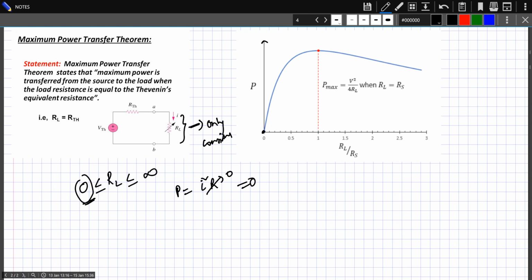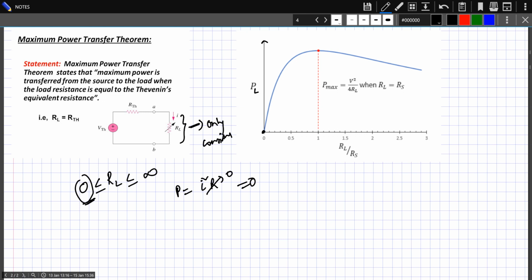Let's also look a bit at this graph. On the y-axis we have the power consumed, the load power, and the x-axis is the ratio of the load resistance to the source resistance. When the load resistance is 0, the ratio is 0, and hence we get this point.